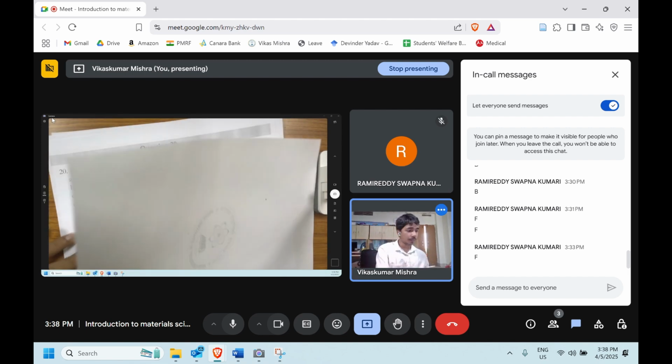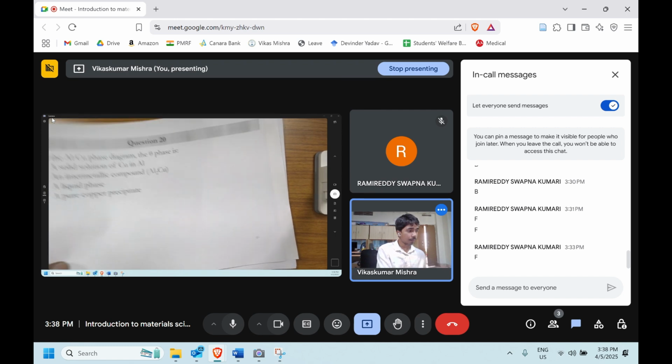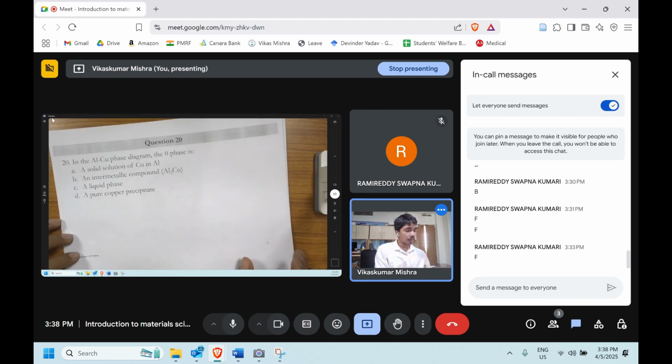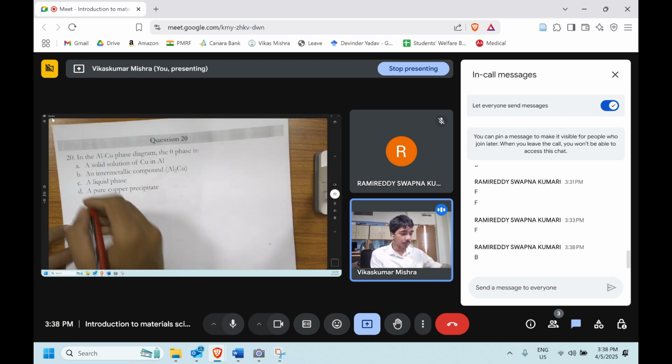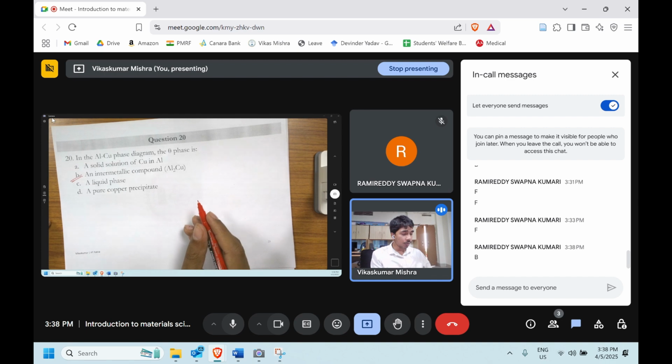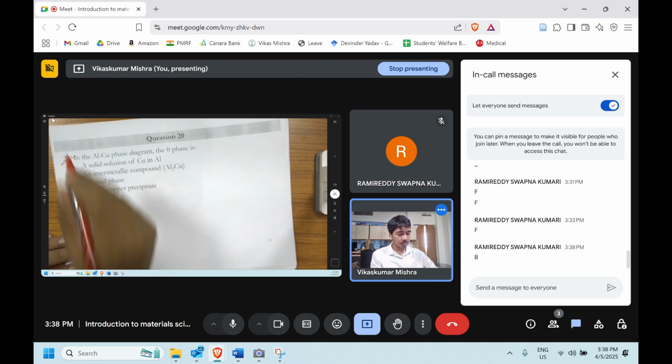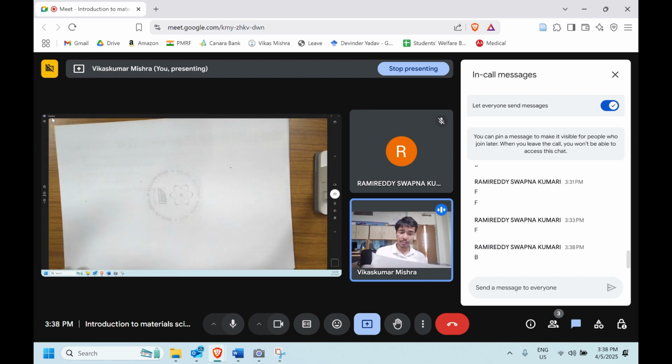Question number 20. In the aluminum copper phase diagram, the theta is the first one. Option B. Okay, very good. Option B is the right answer. Al2Cu. Perfect. Okay, let's move ahead. Again, it was a factual question.